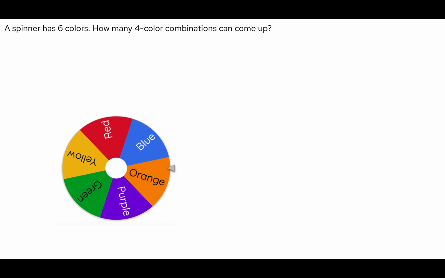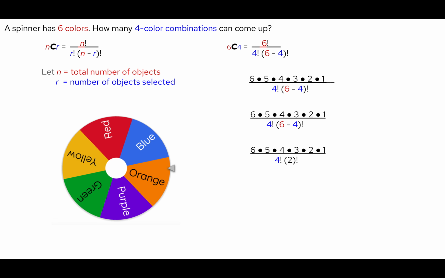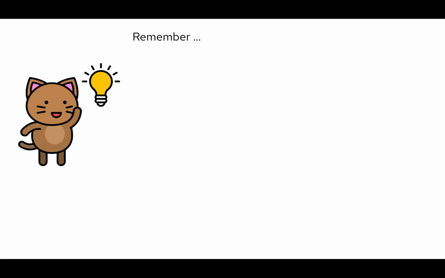Now let's look at this spinner. The spinner has 6 different colors on it. How many 4-color combinations can you come up with? Well, again, we have a total of 6 colors, so that's our N, and the R is going to be 4 because we only get to choose 4. So we're replacing the 6 for the N and the 4 for the R. And now we're simplifying. And again, we're going to simplify the numerator and denominator, and the quotient is 15. So it looks like there's 15 different combinations.